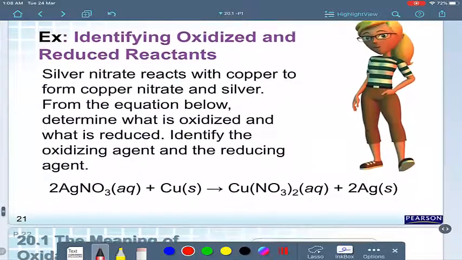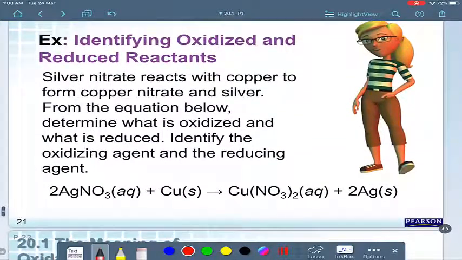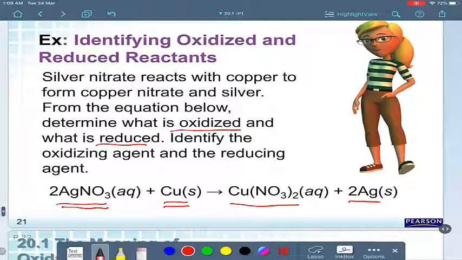We have an example here. We need to explain and answer together. Look, we have silver nitrate reacts with solid copper, yields copper 2 nitrate and silver. What happened to each of them? Where is the oxidizing agent? Where is the reducing agent? And what happens to AgNO3, oxidation or reduction? And what happens to copper, oxidation or reduction? We need to identify what is oxidized, what is reduced, and also the oxidizing agent and the reducing agent.